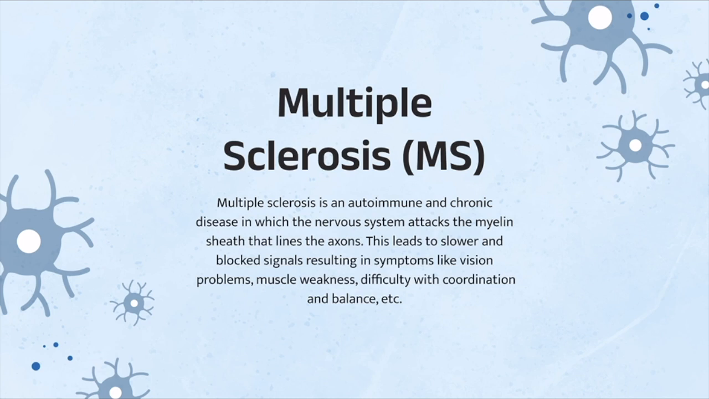Okay, so I want to talk about an autoimmune disorder that is related to some of the stuff that we talked about in this lecture. MS, which is multiple sclerosis, is an autoimmune and chronic disease in which the nervous system attacks the myelin sheath that lines the axons. This is going to lead to slower and blocked signals, resulting in symptoms like vision problems, muscle weakness, difficulty with coordination and balance, etc.